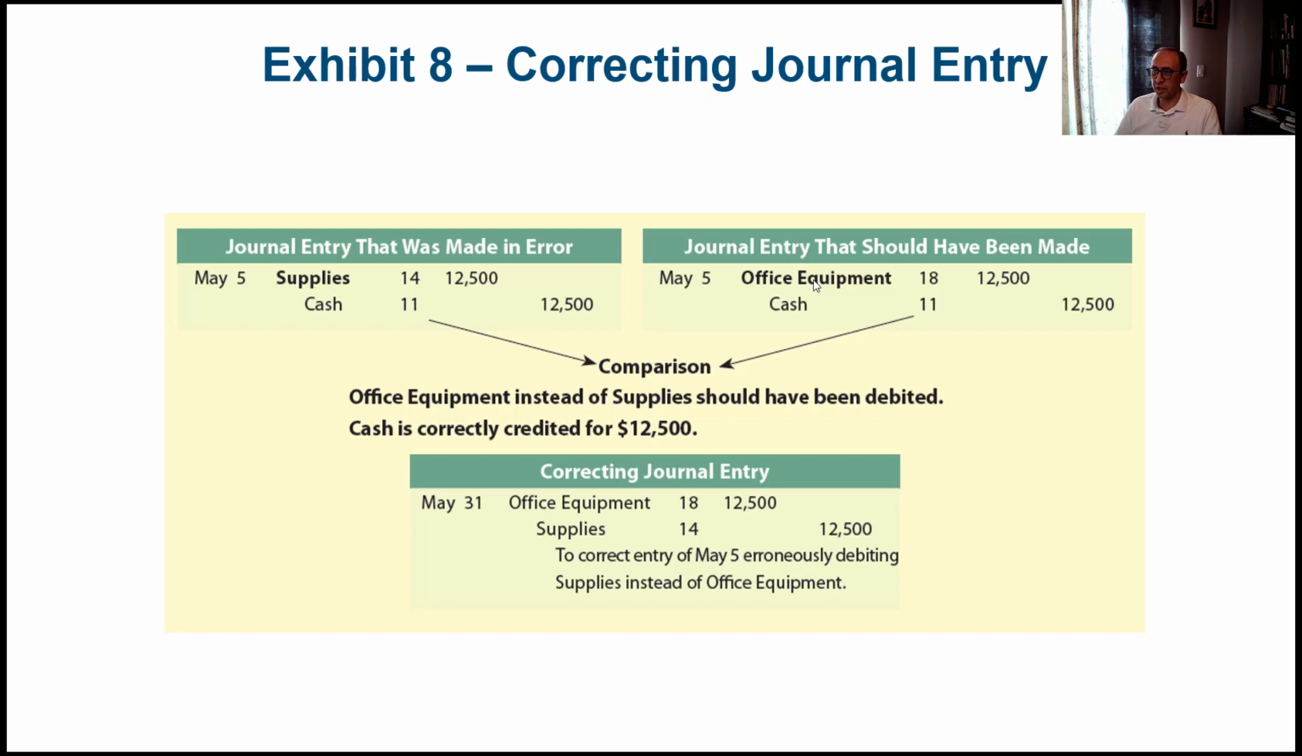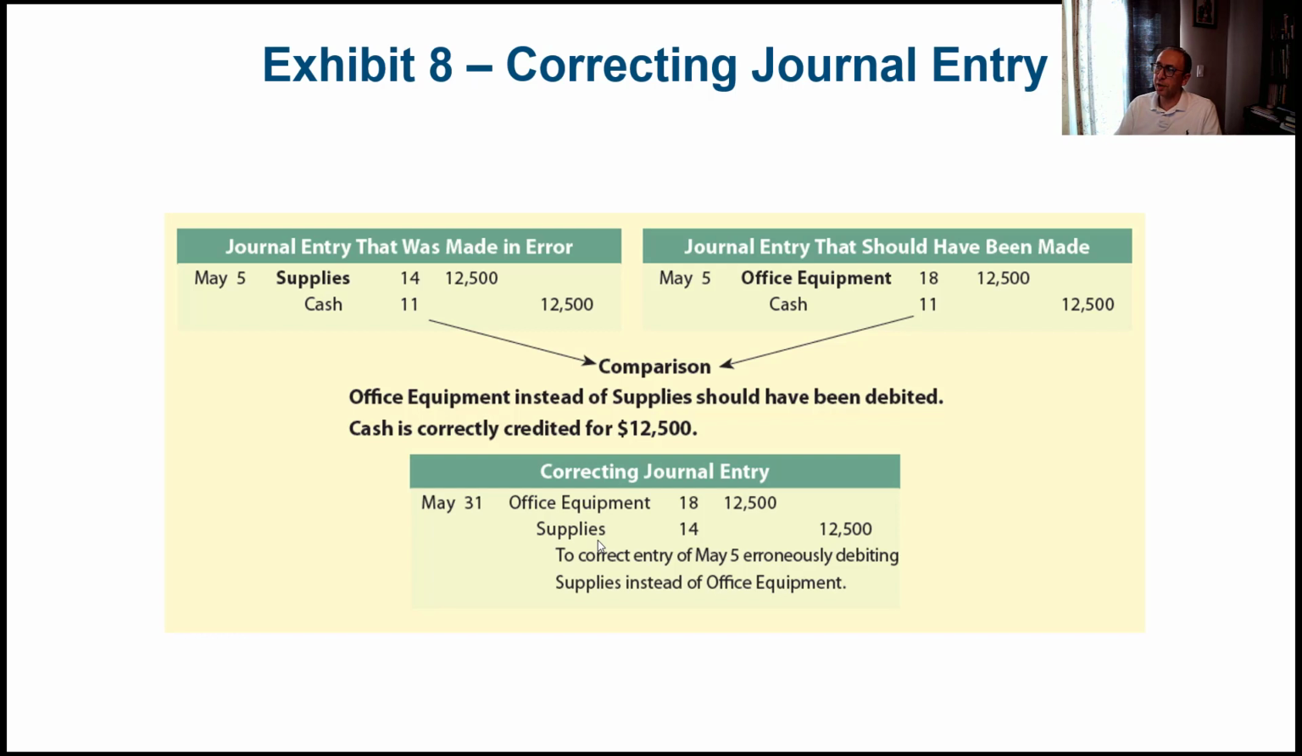So what we're going to do is that since we by mistake recorded supplies, we want to get rid of it. So instead of having it on the debit, we credit it. So the correcting journal entry, we're crediting the supplies, and that's our way of erasing supplies, by recording it on the other side, on the opposite side.